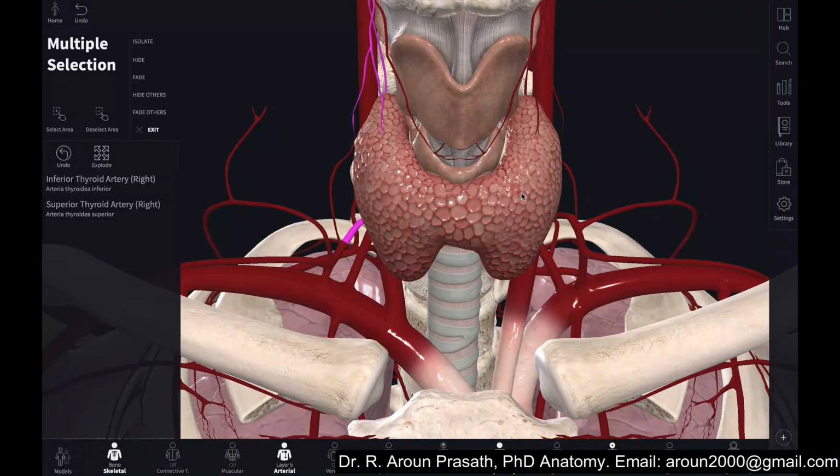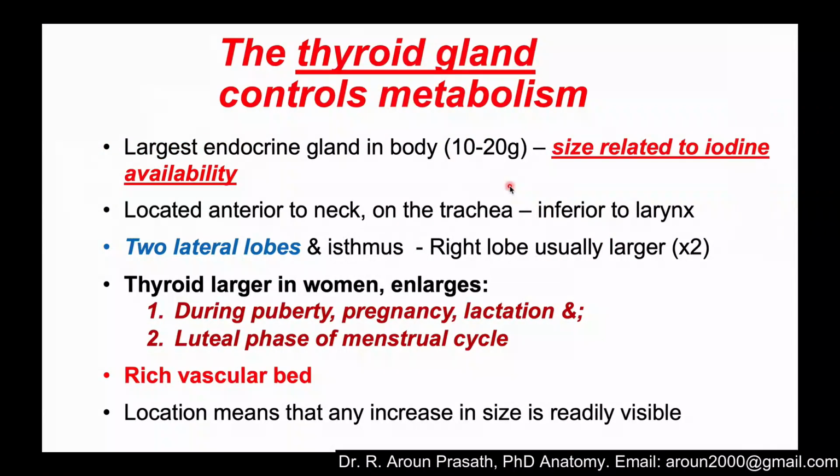Now let us discuss the other aspects of the thyroid gland, including the histological aspect. The thyroid gland is located in the anterior aspect of the neck between the C5 to C7 vertebrae. It has two lobes, right lobe and left lobe, connected by the isthmus. The thyroid gland generally enlarges during puberty, pregnancy and lactation.